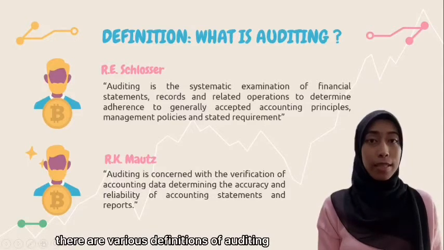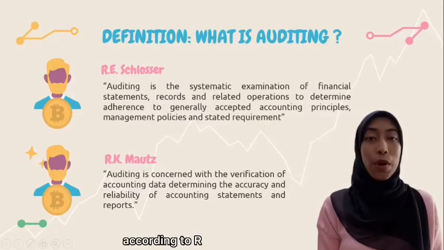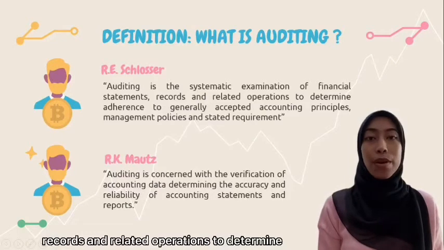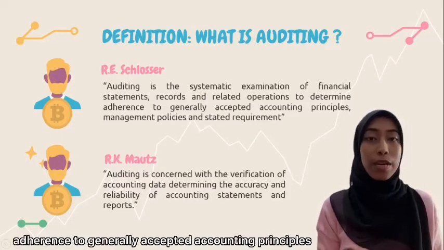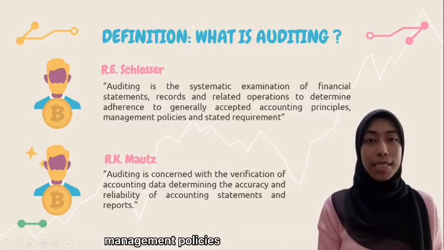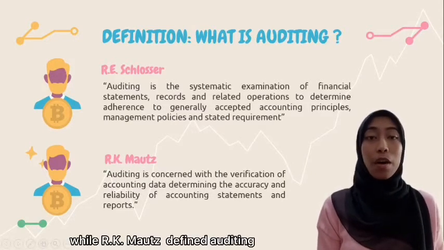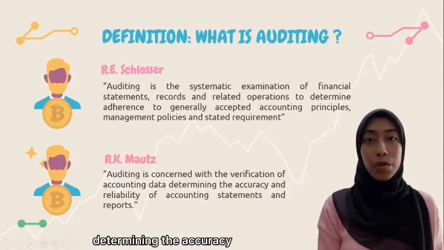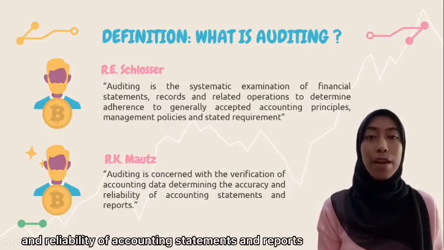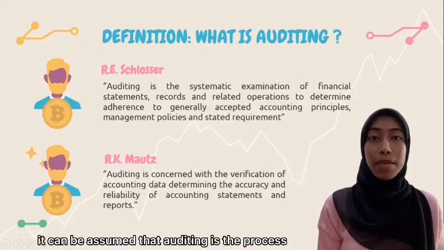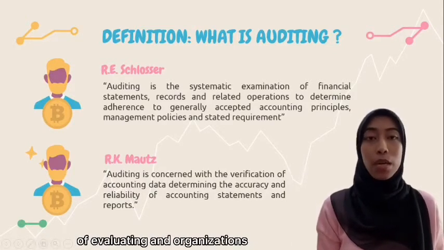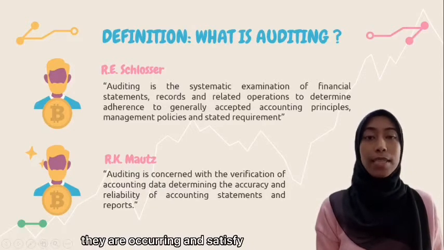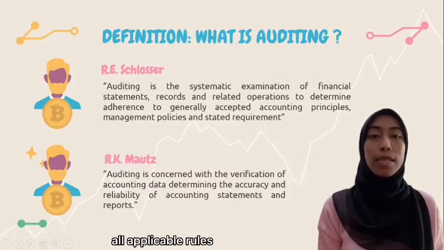There are various definitions of auditing provided by different scholars. According to R.E., auditing is the systematic examination of financial statements, records, and related operations to determine adherence to generally accepted accounting principles, management policies, and stated requirements. While R.K. defined auditing as being concerned with the verification of accounting data, determining the accuracy and reliability of accounting statements and reports. From these definitions, it can be assumed that auditing is the process of evaluating an organization's or an individual's financial records and statements in order to determine whether they are accurate and satisfy all applicable rules, regulations, and laws.